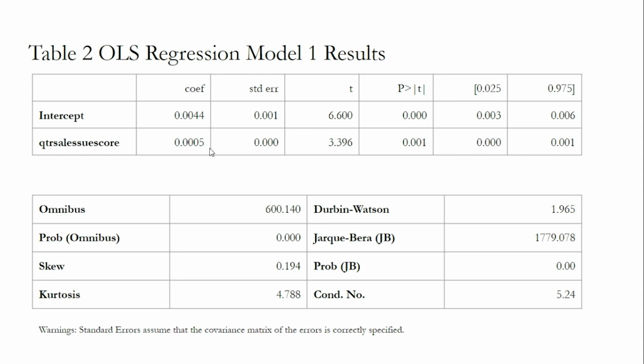Similarly, this should read Model 2 instead of Model 1, because this is the model in Table 2, OLS Regression Model 2. A one standard deviation beat in the quarterly sales estimate SUE score corresponds to a 5/100ths of 1 basis point.